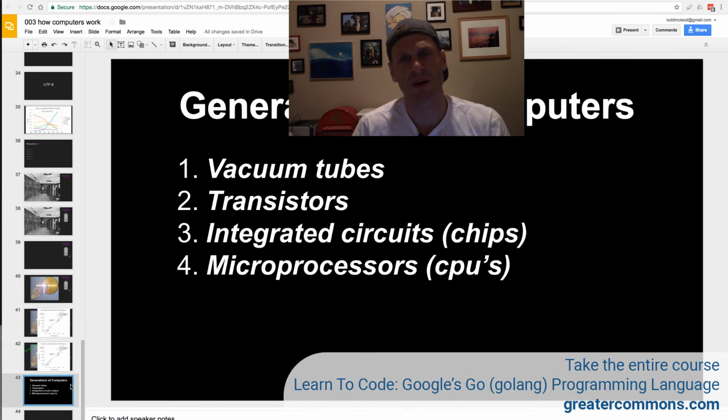Some people ask, what is the fifth generation of computers? I'm going to leave that up to you. Nobody's agreed on what the fifth generation of computers is. I'd say it has something to do with interconnectedness, networking and AI. I'd say that's the next big generation of computing.